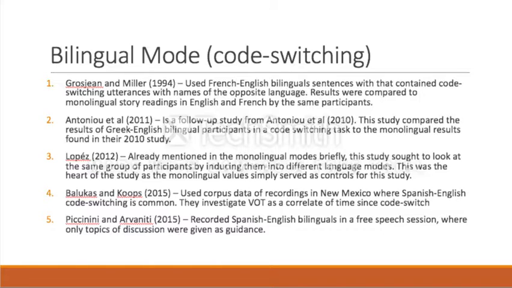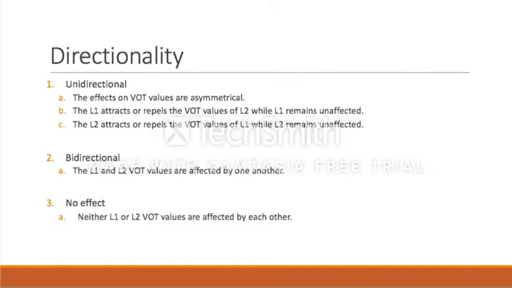So not knowing this would have been a hindrance to the study, as they would not have been able to collect the data that they needed in order to see if code switching was affecting the VOT values that they produced. So now we're going to move on to directionality of effect.